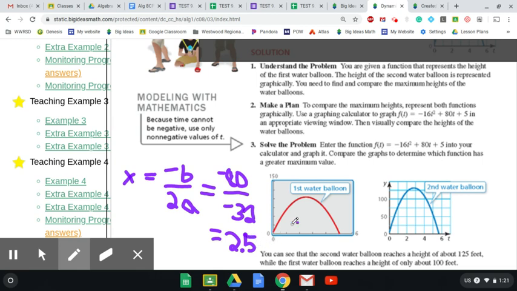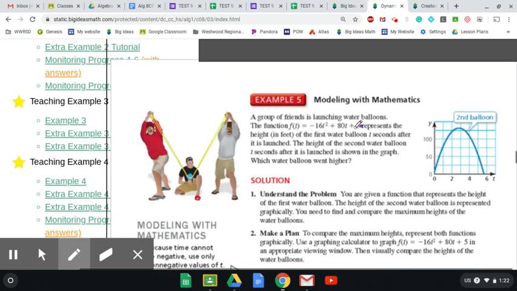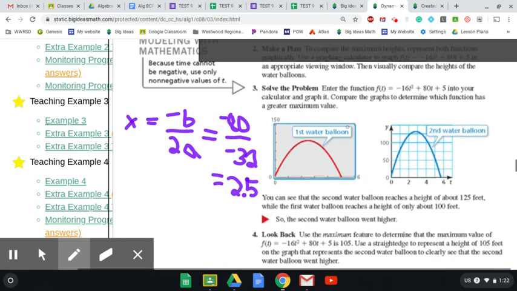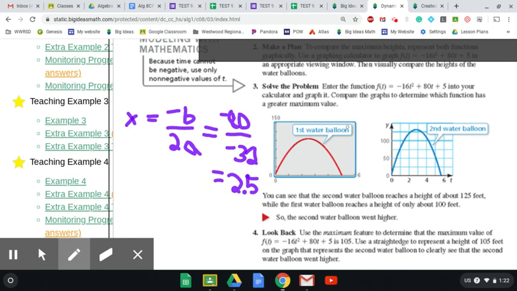So let's take 2.5 and plug it into the original equation up here for both of these t's. I'm just going to do it in my calculator to find out what it is very quickly. So negative 16 times 2.5 squared plus 80 times 2.5 plus 5. And in my calculator, I got y equals 105.